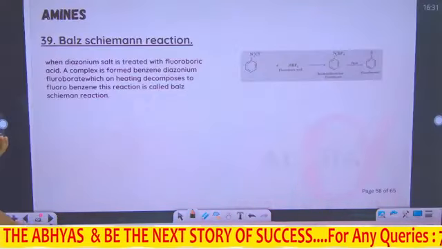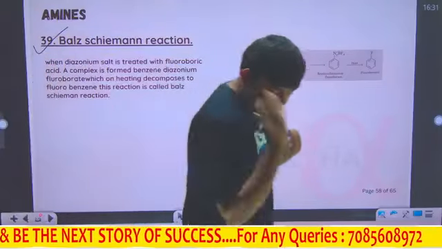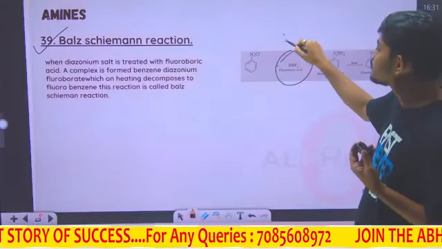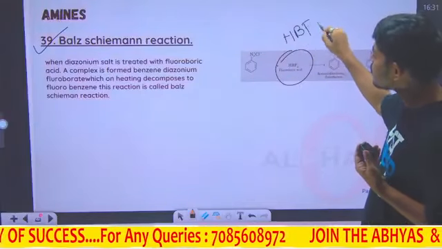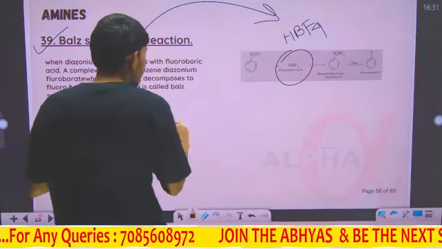Moving on, as I said, you want to add what? Fluorine to your benzene ring. Just go for the Balz-Schiemann reaction. You react with fluoroboric acid, HBF4 is your reagent. Then what is?